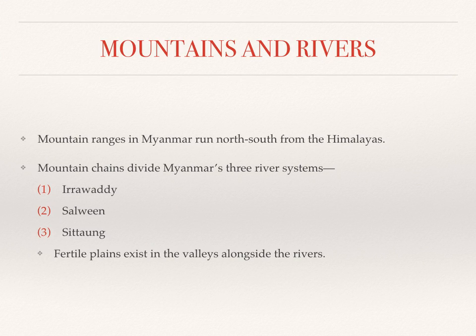Mountains and rivers. The mountain ranges in Myanmar tend to run from north to south off of the Himalayas. They divide Myanmar, and also there are 3 river systems in Myanmar: the Irrawaddy, the Salween, and the Sittang. Their fertile plains exist in the valleys along these rivers.